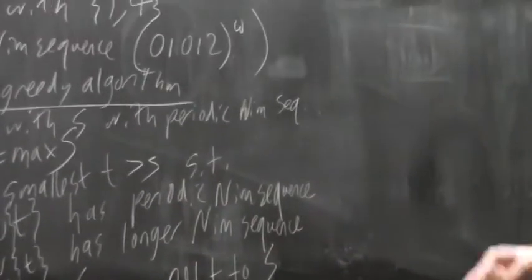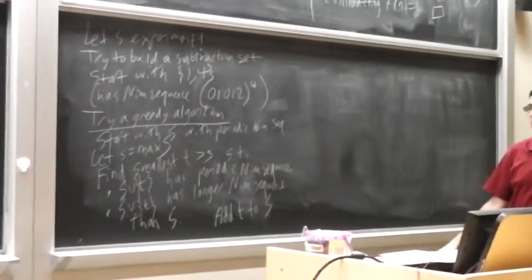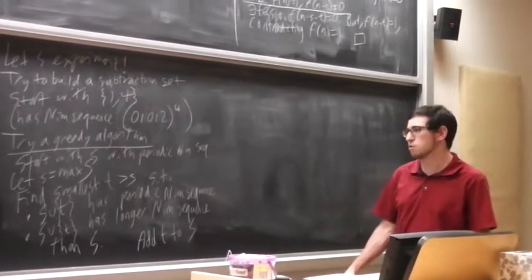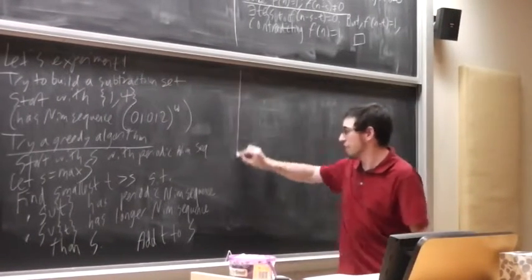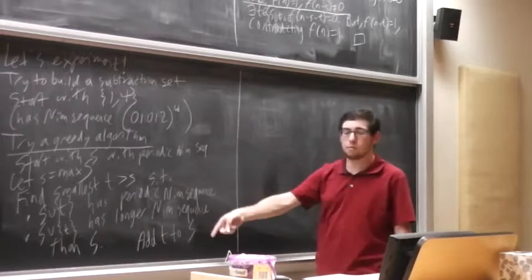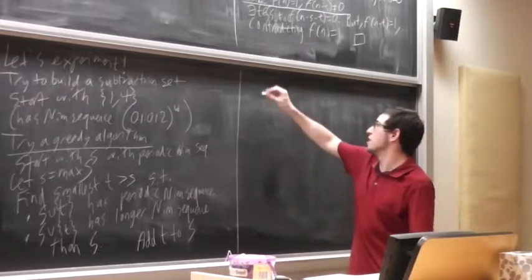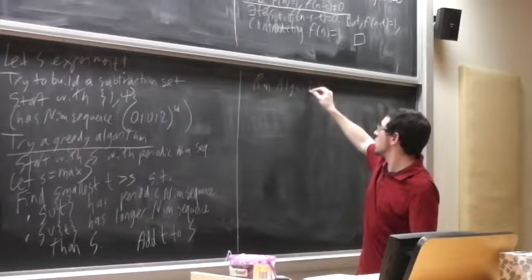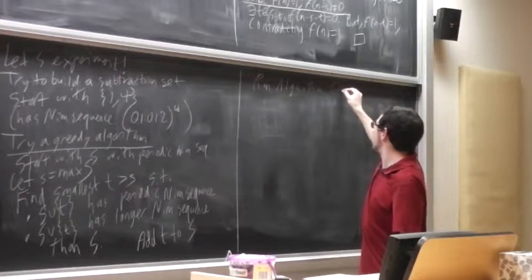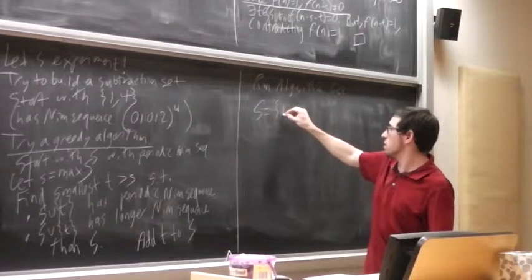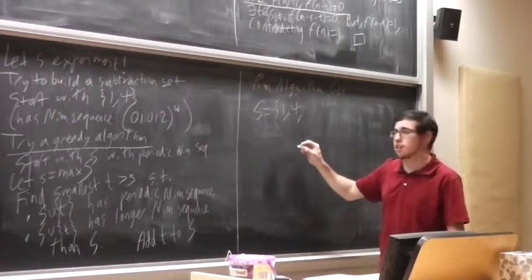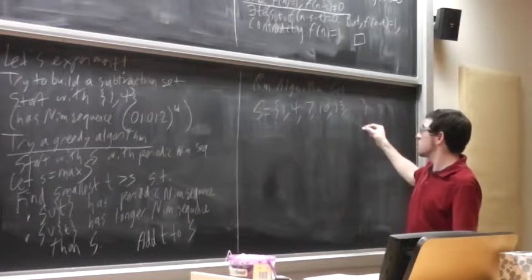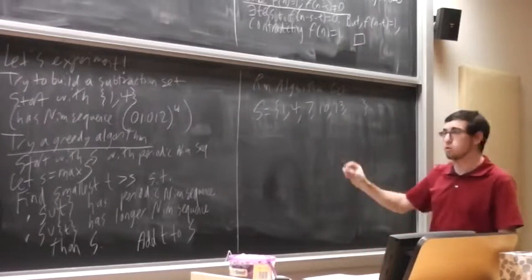One thing you should be thinking is, why should such a t exist? And a priori, it doesn't appear to be a reason why such a t exists, but it turns out that it does. And if we just try to run this algorithm, we get the following set. We get 1, and then we get 4. The next element is going to be 7, and then 10, and then 13. So these are the numbers that are congruent to 1 mod 3.